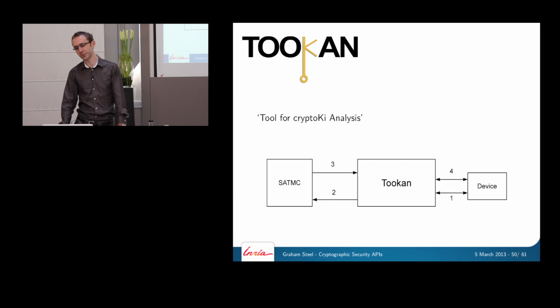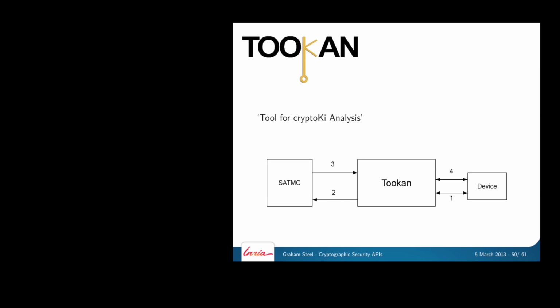Right, so supposing you don't like any of these configurations and you have your own and you want to know whether it's secure or not. We've been working on this device, Tookan, this software which allows you to test some device and work out whether it's secure or not. It works in a very simple way. It's going to take your PKCS 11 device and run a series of reverse engineering queries on it.